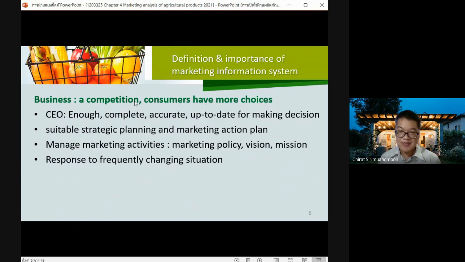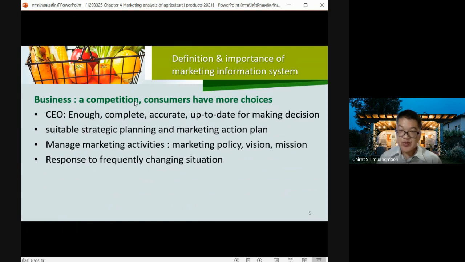So it's actually the CEO's job to create the strategies and also the action plan. If you have a good result from MIS, you can plan carefully, directly, and correctly. And then MIS is also used to manage the marketing activities, because it can link to the marketing policy, vision, and mission. Like you have a company, then you have some information about what will happen for the next 10 years. So you can revise or create a new vision or mission for your company.